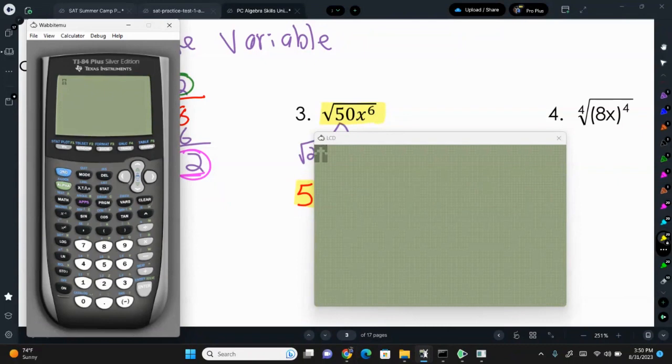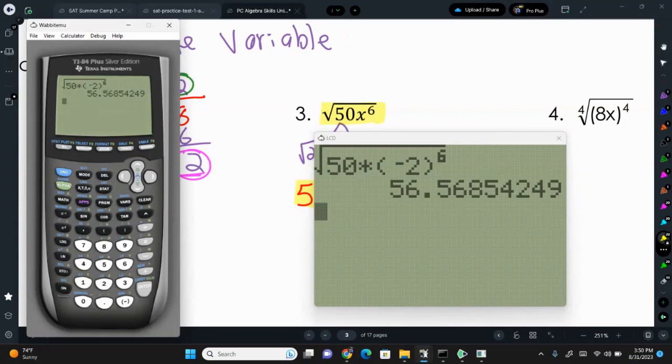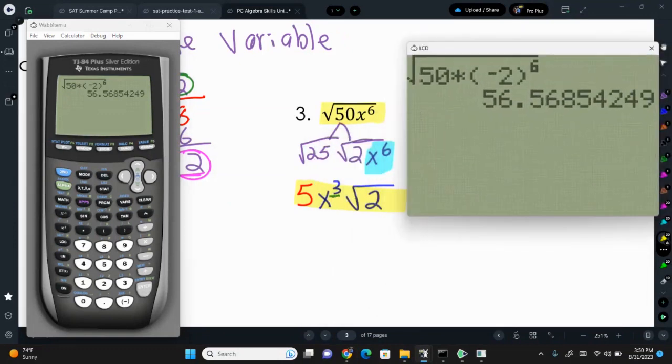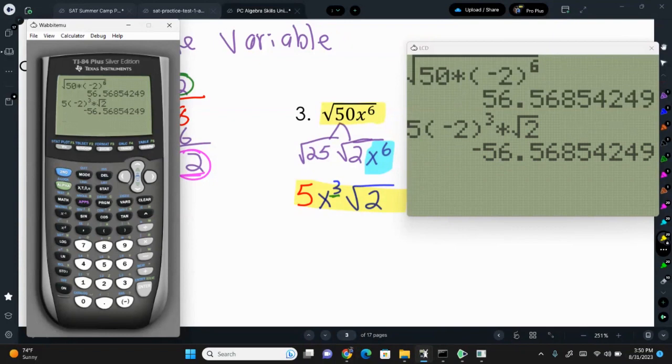Okay, so if we do the square root of 50 times negative 2 to the 6th power, we get that decimal. Now, if I plug in negative 2 to my simplified version down here, 5 times x, which was negative 2, raised to the 3rd power, times the square root of 2, you see it's different. It's the exact same numerals, but we have a negative in front if we plug it into the simplified version.